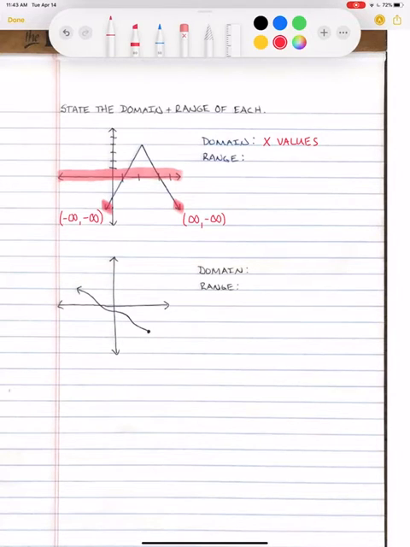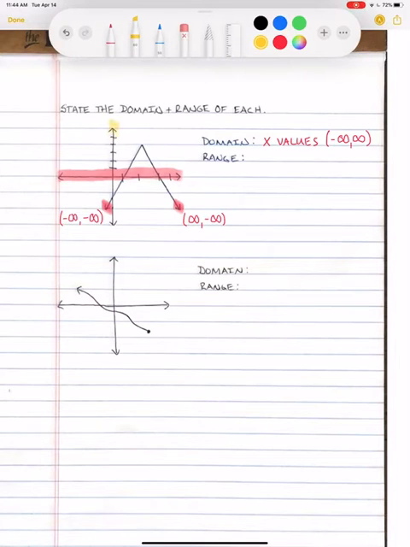Now, if we're talking about domain, since those are the widest pieces, meaning the farthest right and the farthest left pieces of our graph, then we take the x values from those points, and that is our domain. So our domain is going to go from negative infinity, that's the left arrow, to the right arrow, which is represented by positive infinity. Again, we're taking the x values of each of those points.